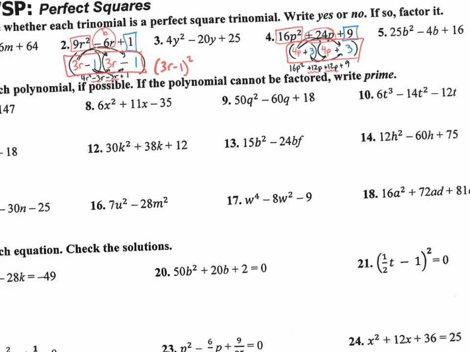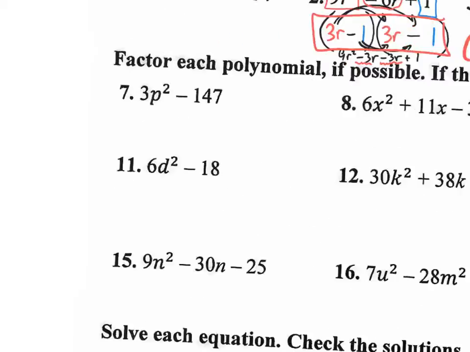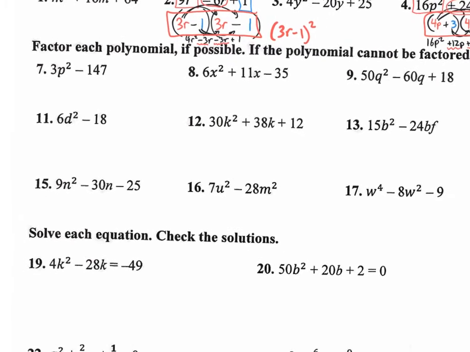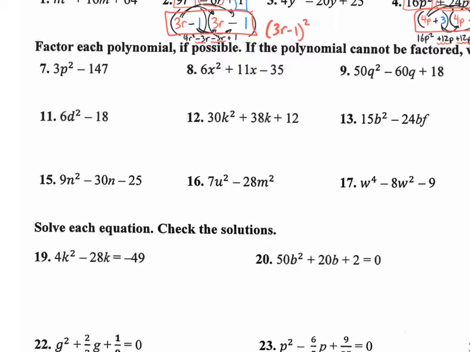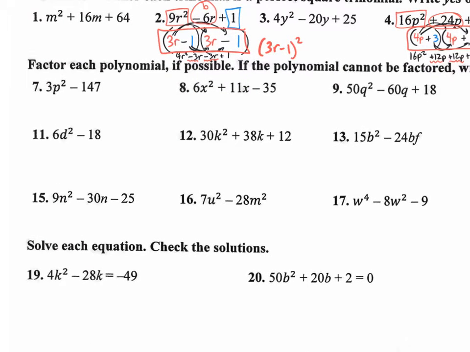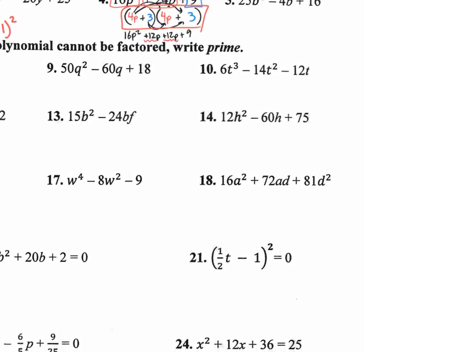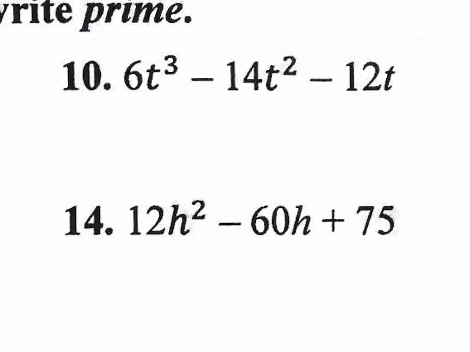Okay. Let's look at this next section. It says factor each polynomial. Okay. So if possible, that is. It might not be possible to factor it. So let's jump around. Let's look at number, which one shall we do? We'll do number 10 right here.